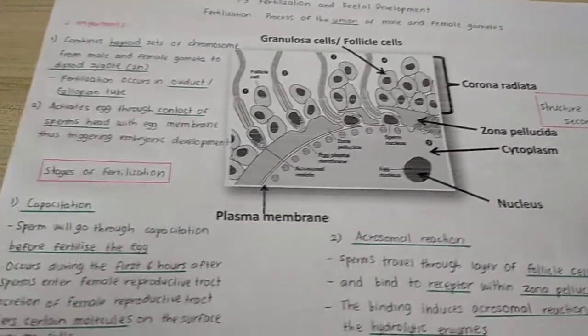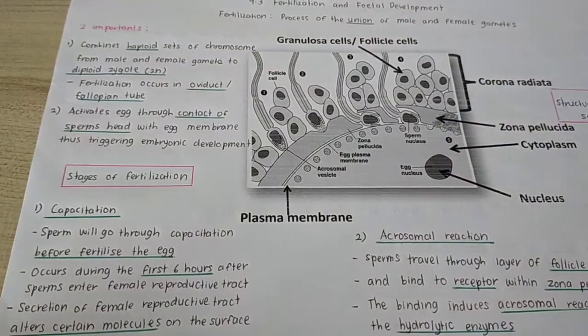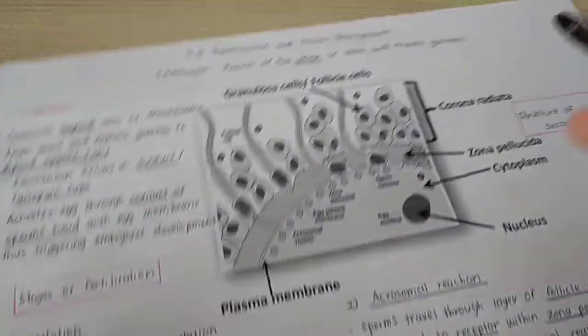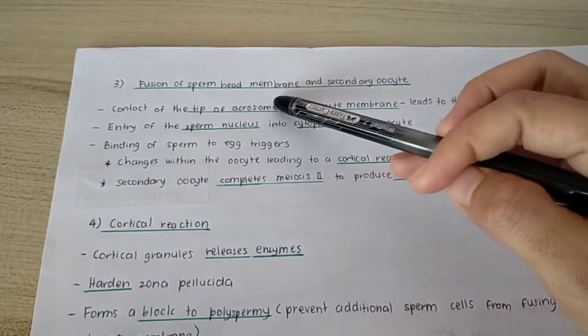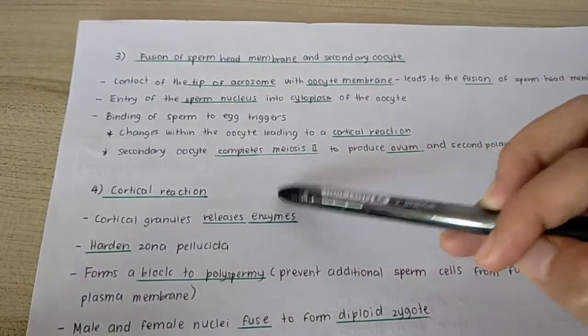Now we look at the stages of fertilization. There are 4 stages. The first one, capacitation. Second, acrosomal reaction. The third stage is the fusion of the sperm head membrane and the secondary oocyte. And the last stage is the cortical reaction. So we go through them one by one.